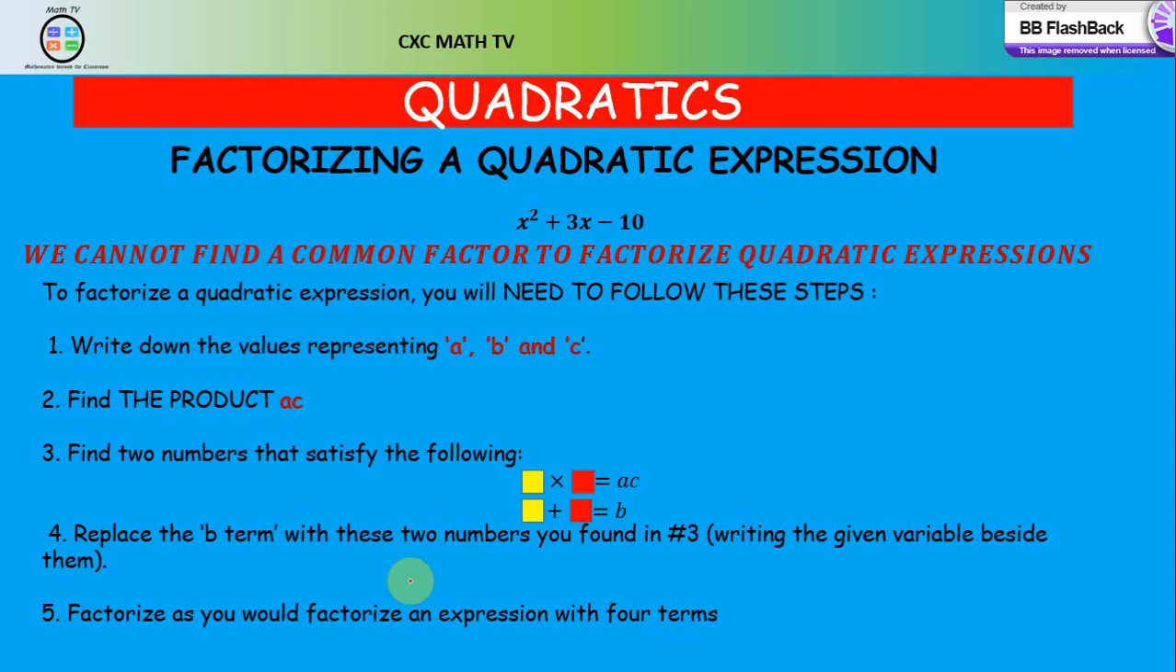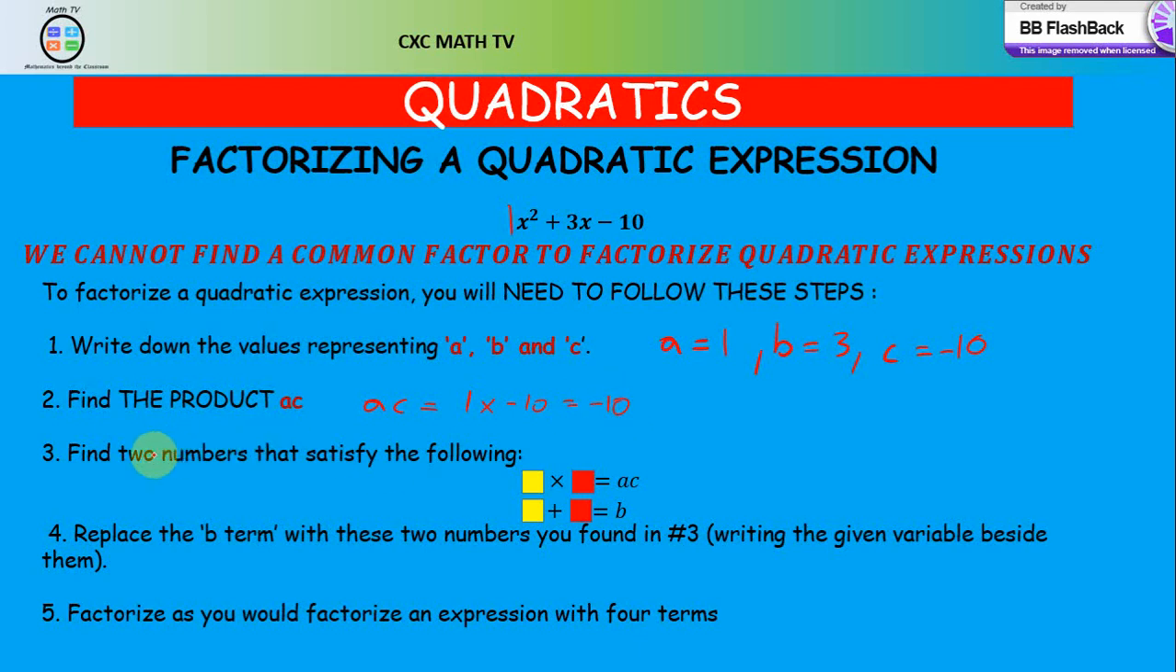These are the steps that we're going to use to factorize a quadratic expression. Always remember them. The first step is to write down the value of a, b, and c. So from this example, you might write down a is 1 because this is 1x squared. Your b is 3 and your c is negative 10. The second step says you find the product of a times c. So 1 times negative 10 is negative 10.